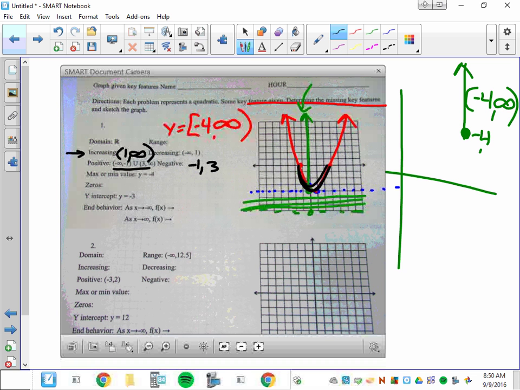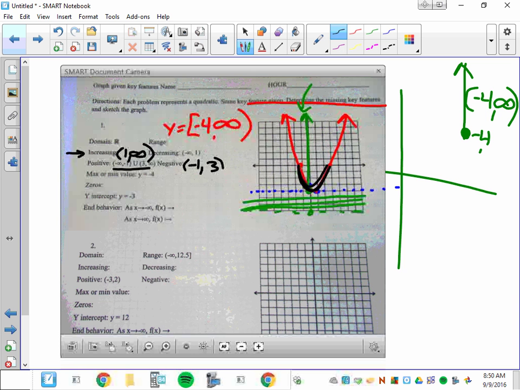Parentheses or brackets? Why parentheses? On the x-axis, the zeros are on the x-axis, and they're not positive and they're not negative. So those are parentheses. Now if you notice, if you put the positive and the negative together, you get the whole number line.